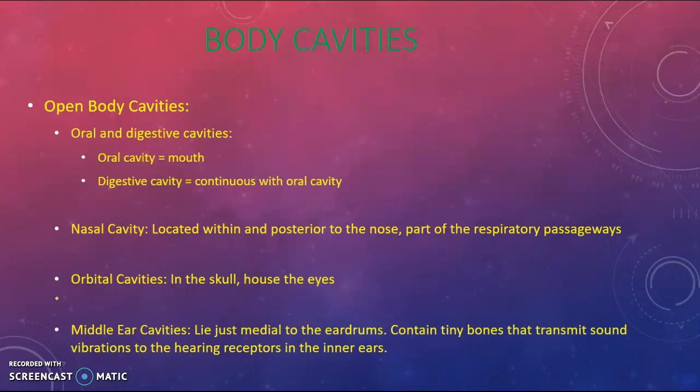Then you have your nasal cavity, which is where your nose is and goes into the respiratory system. The orbital cavities are going to house your eyes. And then your middle ear cavities are your ears, and it's going to contain tiny little bones that help transmit sound into your hearing receptors.